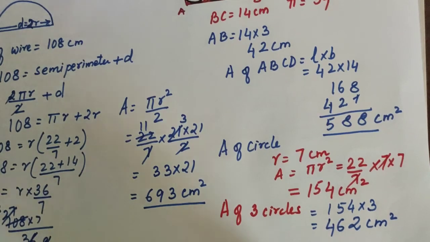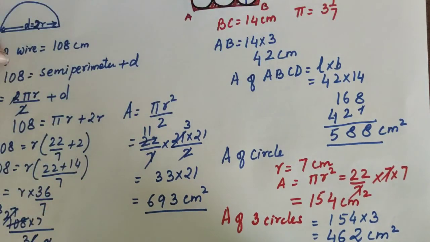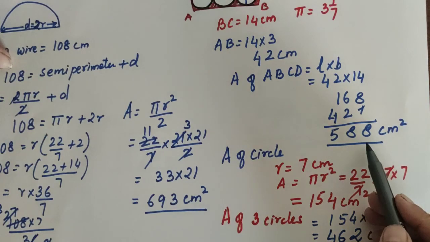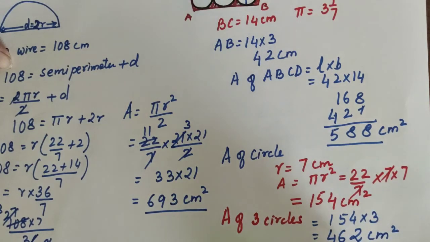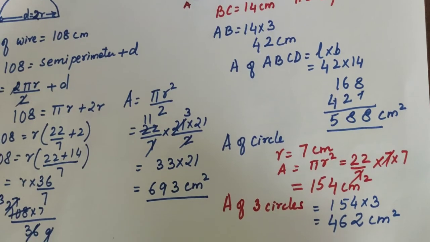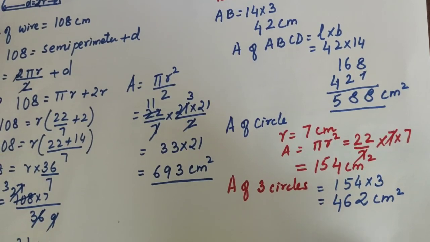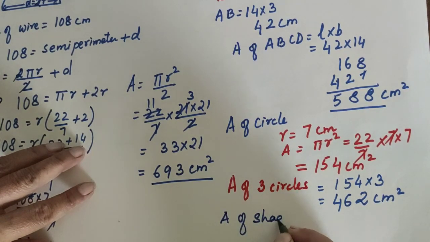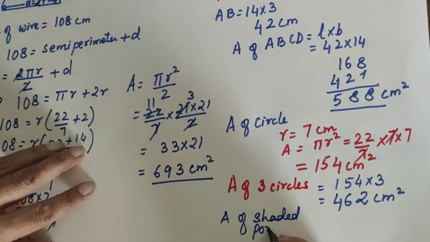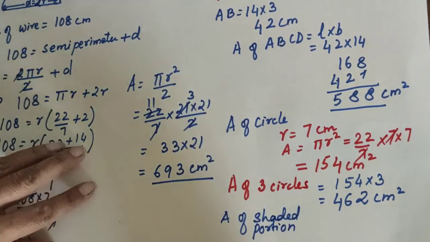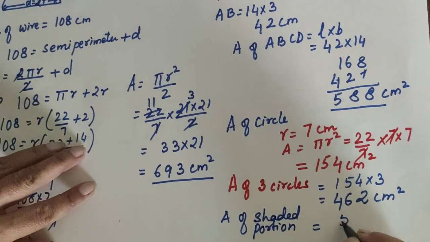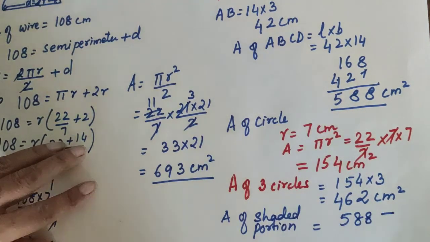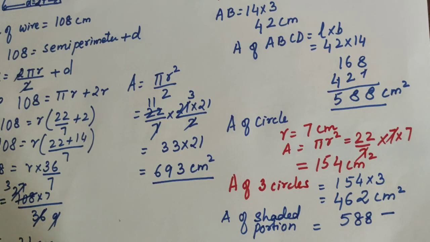So what will be the area of the shaded portion? We have calculated area of the outer rectangle 588 and the 3 circles here as 462. So the difference between the two should give us the area of shaded portion. So area of shaded portion is equal to 588 minus 462.